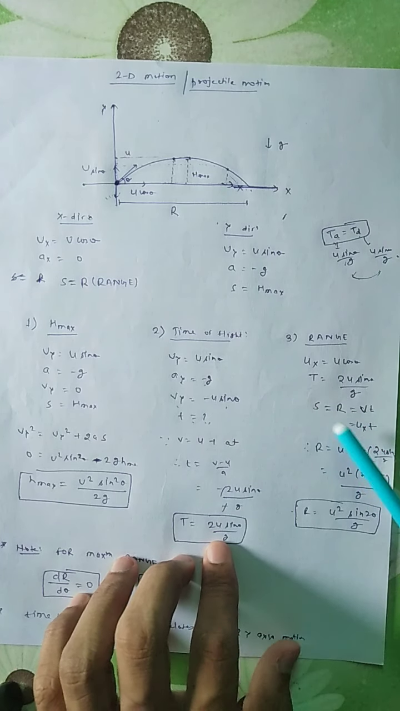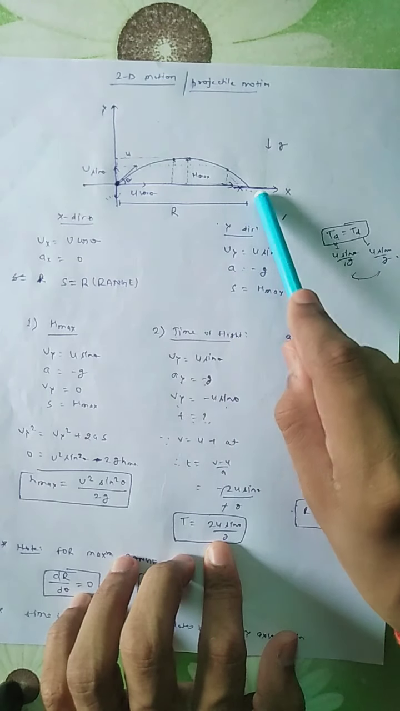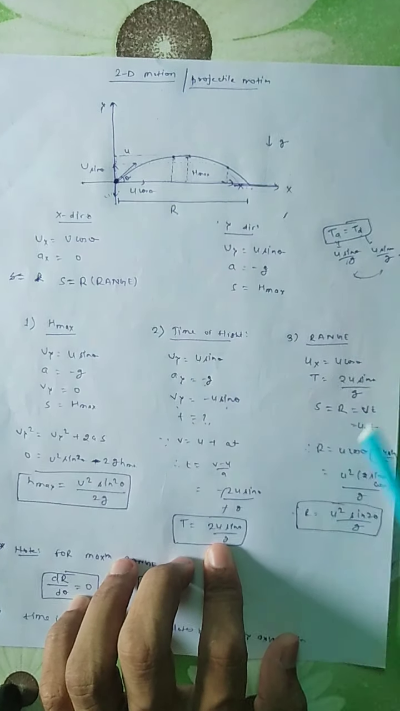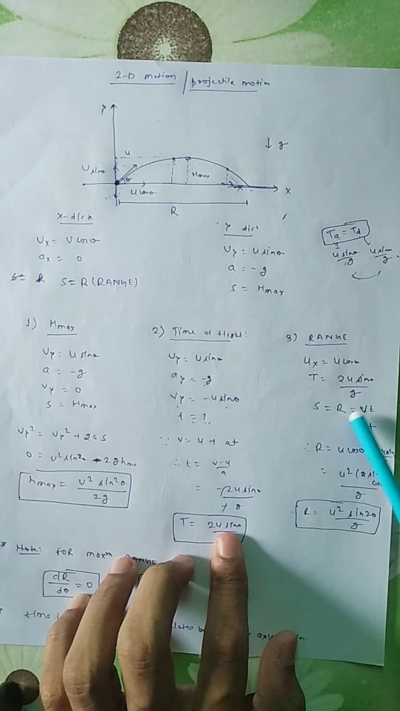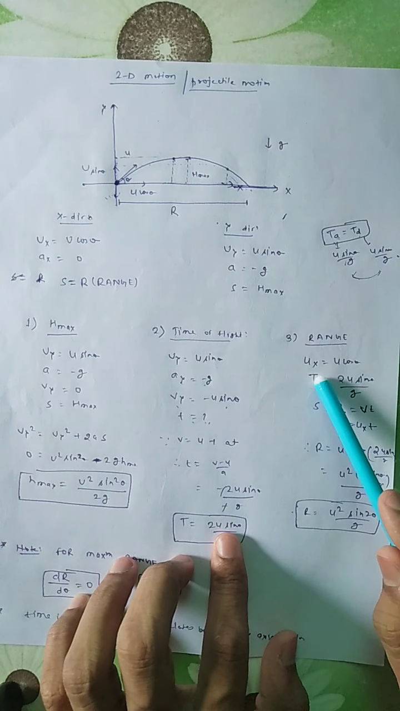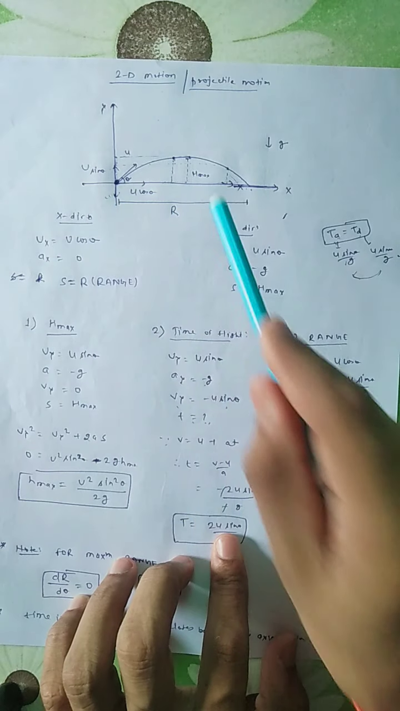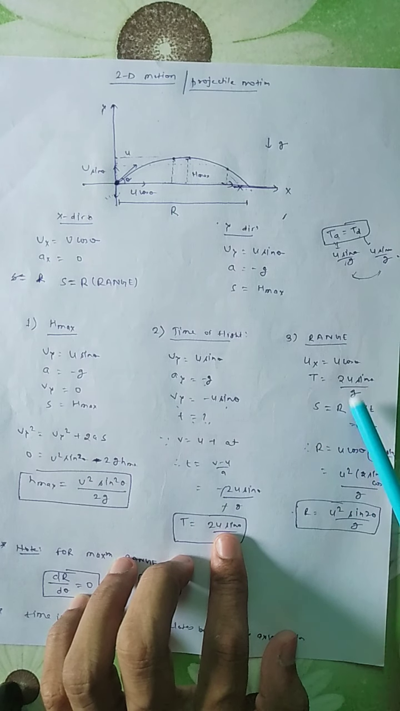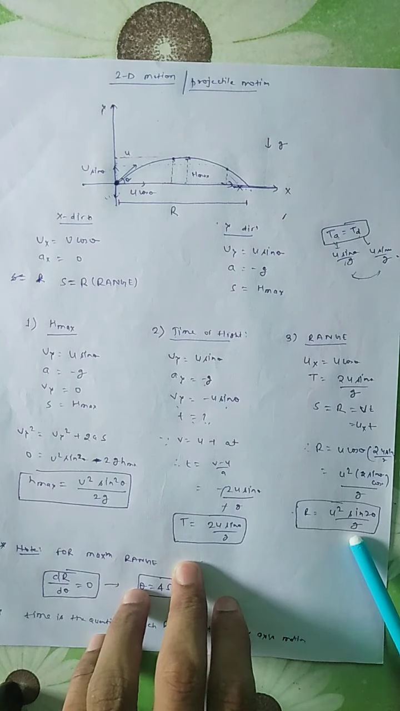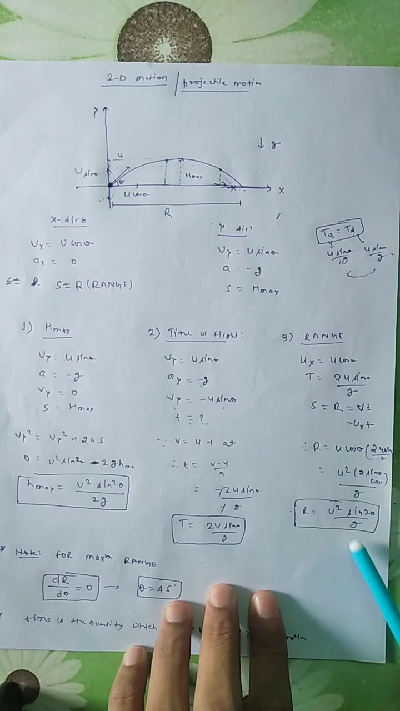S is equal to, and this is the displacement which you call range, so s is equal to R. Since the acceleration in this direction is zero, ax is 0, so simply you can use s is equal to vt, and v is u cos theta, into time, which is 2u sin theta by g. So range is equal to u square 2 sin theta cos theta by g, that is R is equal to u square sin 2 theta by g. So this is the range of the projectile.